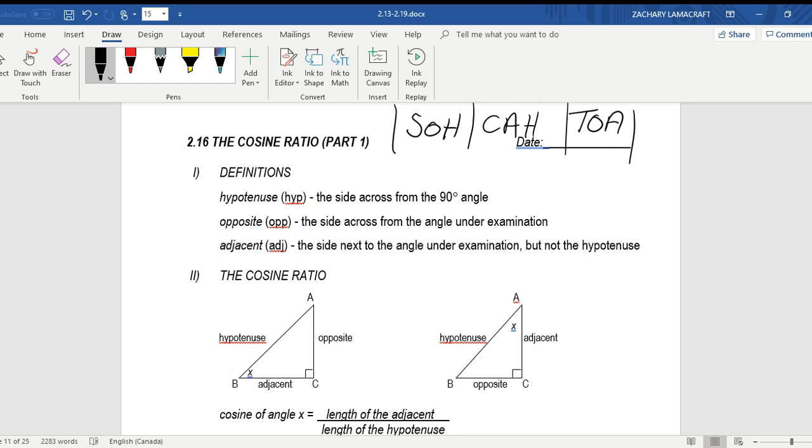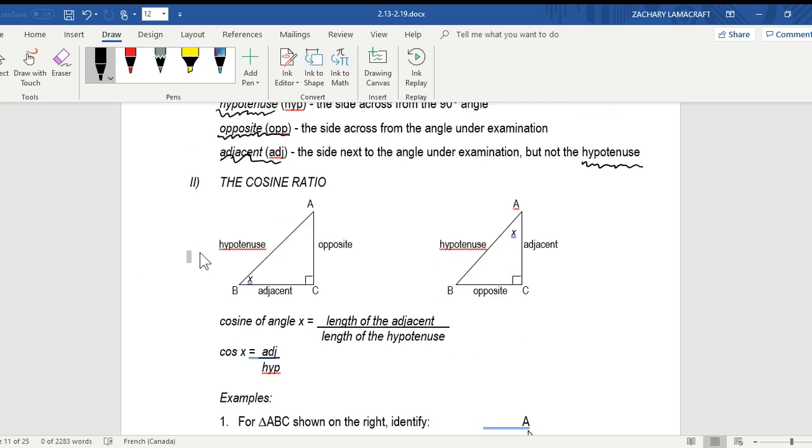These are the ways we're going to consistently remember all of the different trigonometric ratios that we've gone over this quadmester, okay? So the definitions don't change. We know the hypotenuse, which is the side across from the 90-degree angle. We know the opposite, which is the side across from the angle under examination. And we know the adjacent, which is the side next to the angle under examination, but not the hypotenuse, okay?